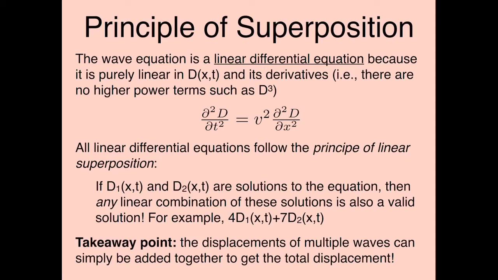Okay, so all linear differential equations follow what's called the principle of linear superposition. And here's what that means. Let's say I have two solutions to the equation, d1 and d2. So I already have solved for these two solutions. I know they're valid solutions. If that's true, then any linear combination of those is also a valid solution. So in other words, I could take 4 times d1 plus 7 times d2. Any kind of linear combination like that is a valid solution.